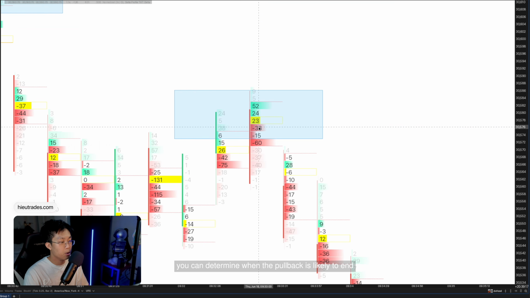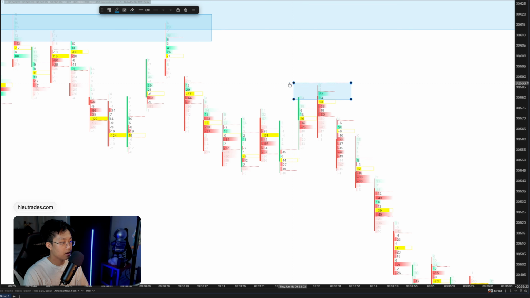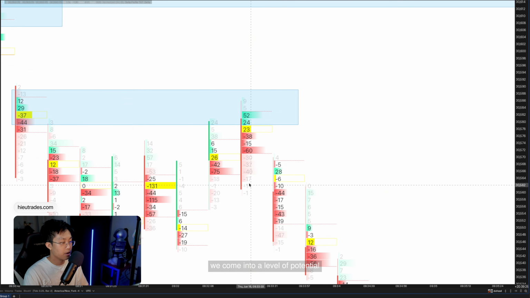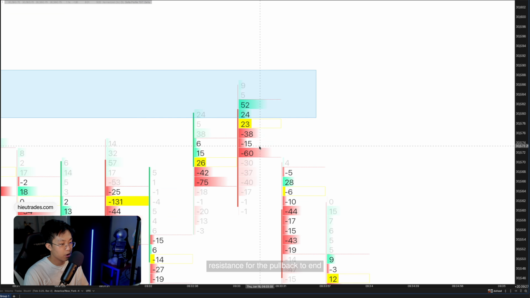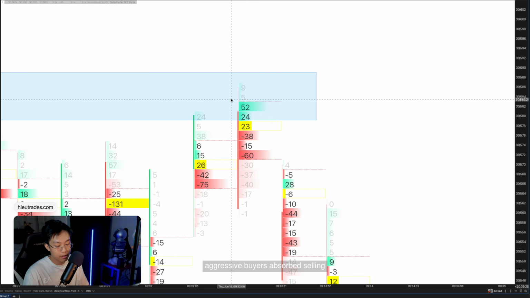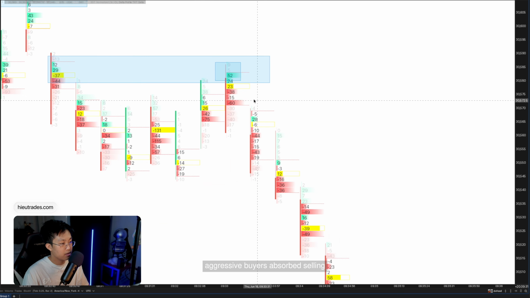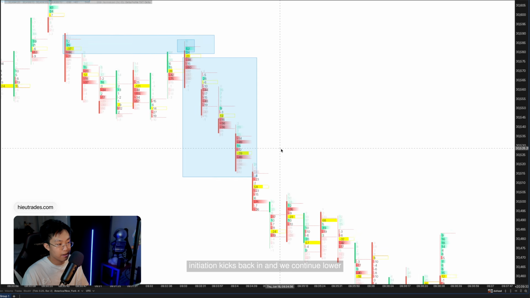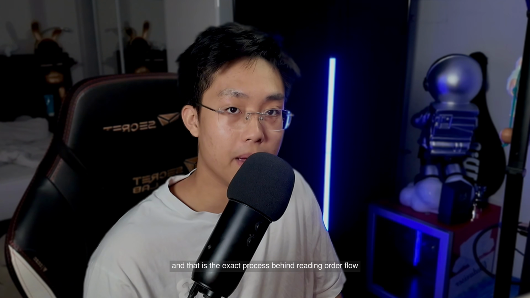You can determine when the pullback is likely to end. And this is exactly like so. We come into a level of potential resistance for the pullback to end. Aggressive buyers absorbed. Selling initiation kicks back in and we continue lower. And that is the exact process behind reading order flow with your footprint chart.